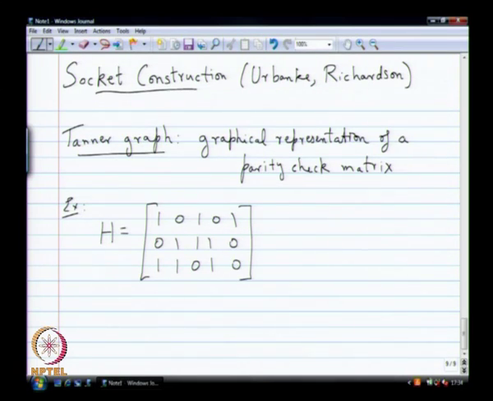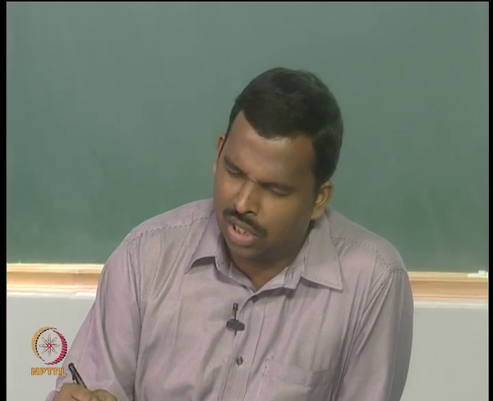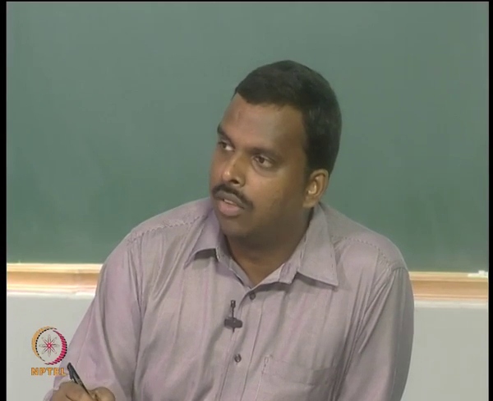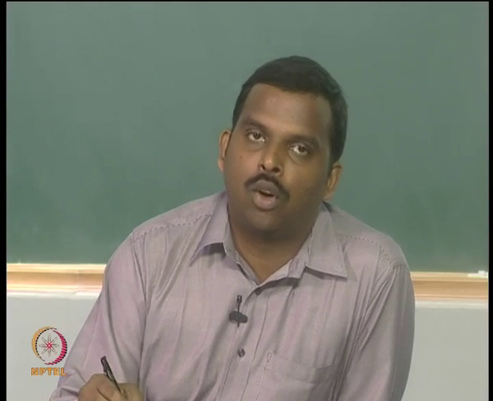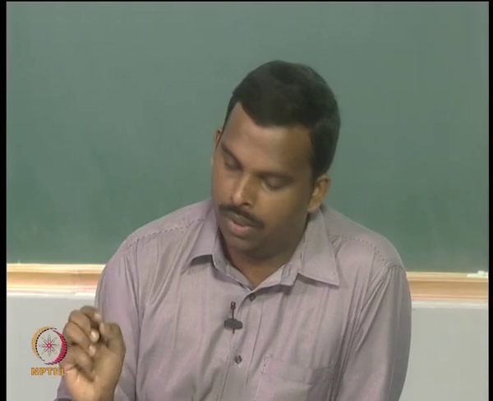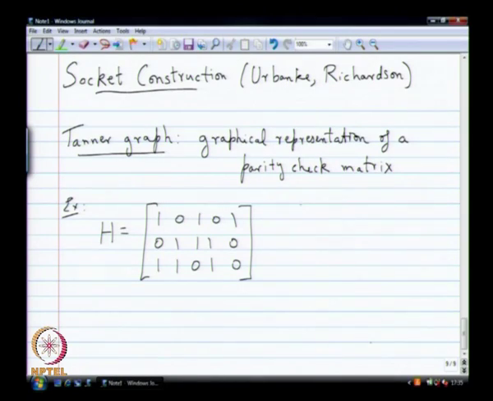It has regular row weight, but not really a regular column weight, but it does not matter, okay. So, Tanner graph is basically a bipartite graph. A bipartite graph will basically have one set of vertices on the left side, another set of vertices on the right side, and all edges will connect from left to right only. So, all vertices on the left side will not have any edges between them, it will only be from left to right, okay.